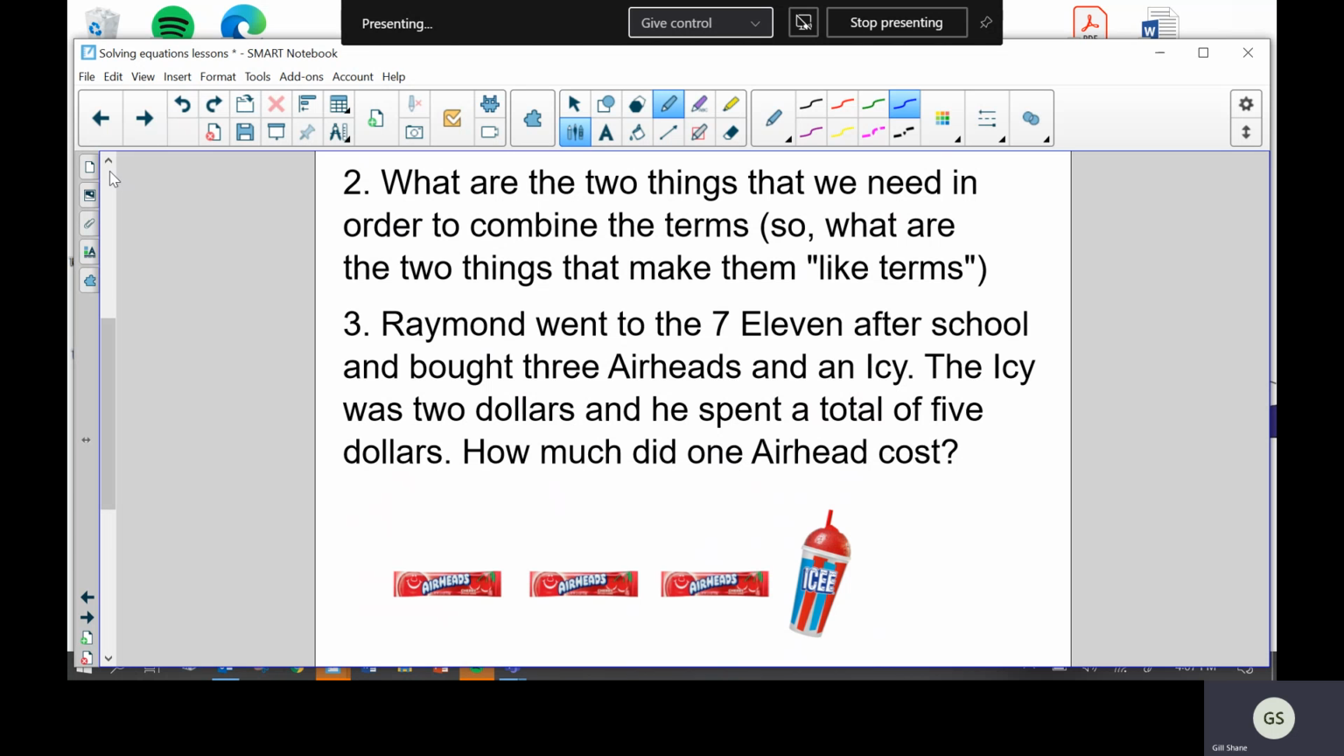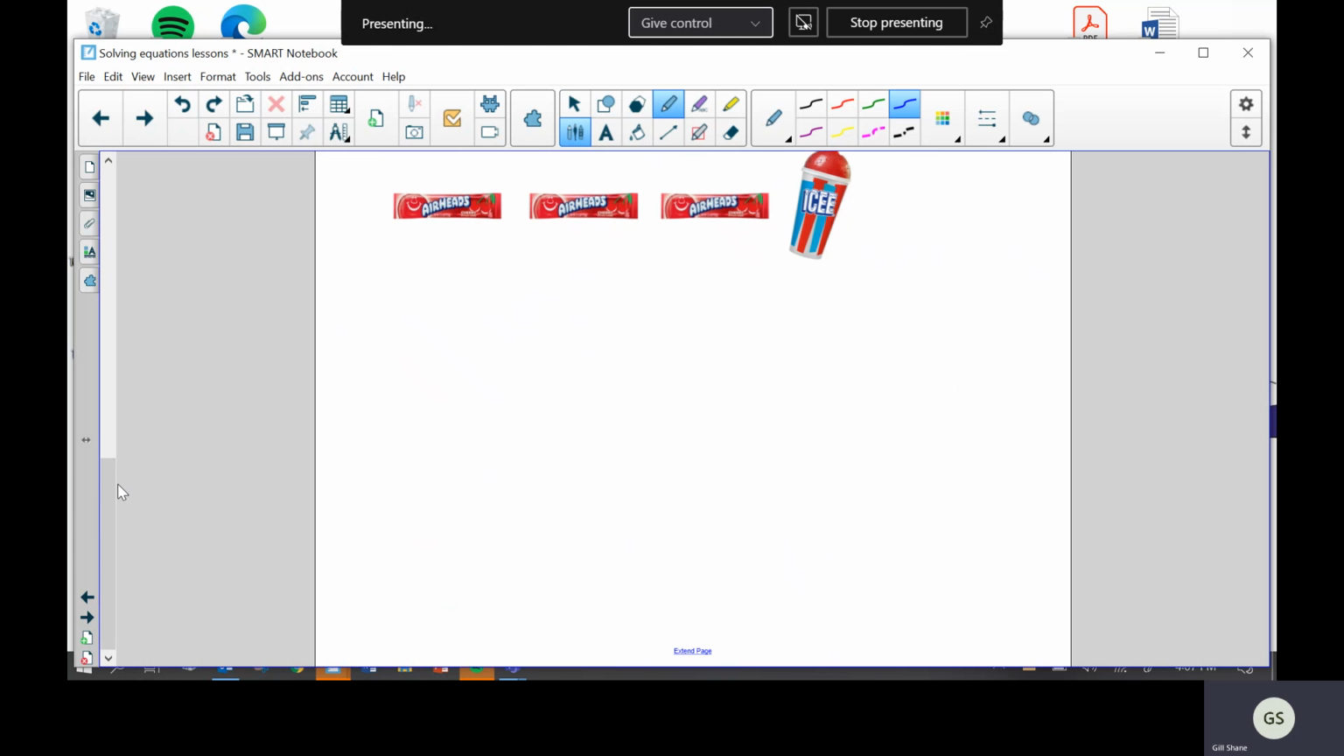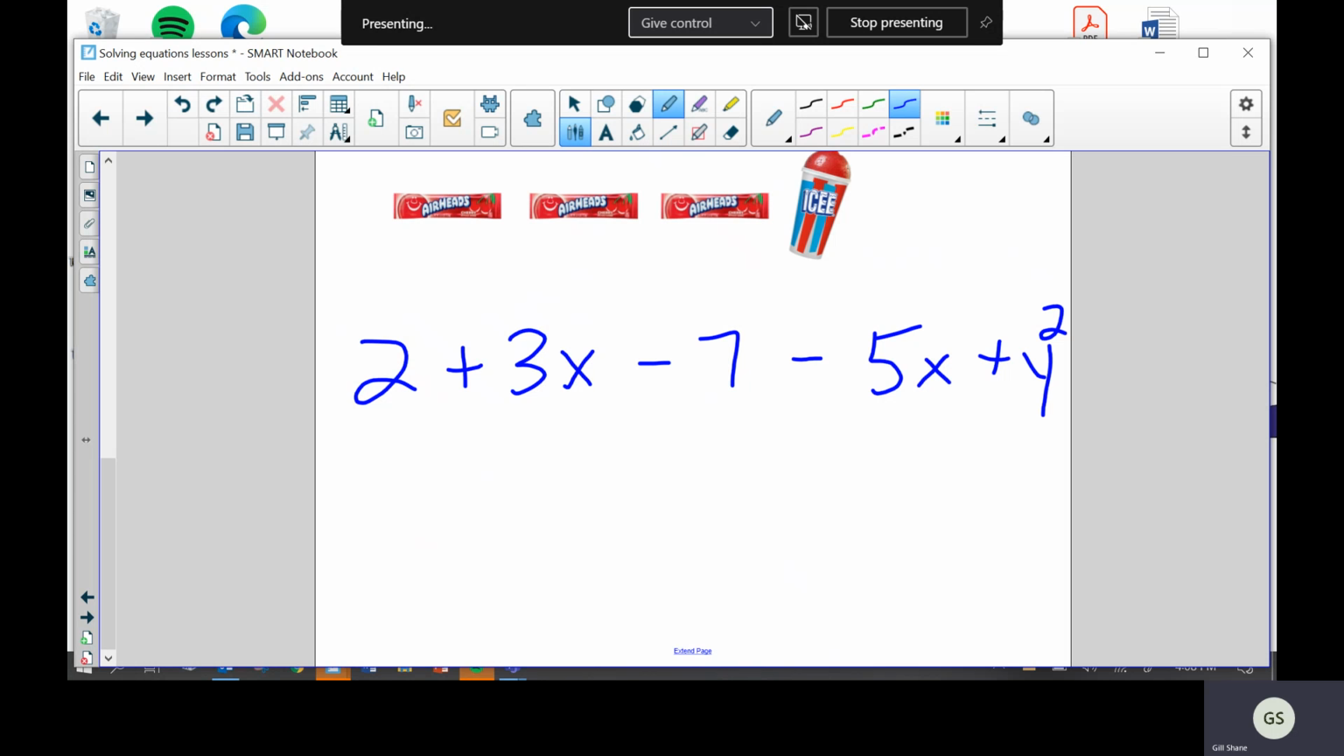Like terms. So number 2, what are the 2 things we need in order to combine terms? If we can combine them, then they are called like terms. So let's take this, or it's actually not going to be an equation. It's going to be an expression because I'm not going to put an equal sign in it. Actually, I'm going to put one more. There. That's what we have. So this is an expression.